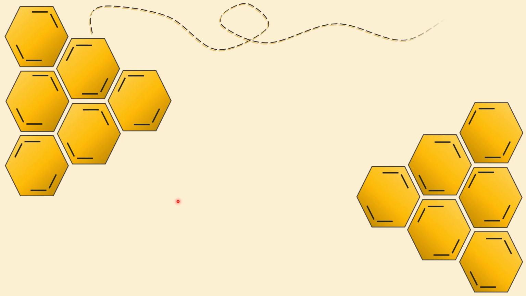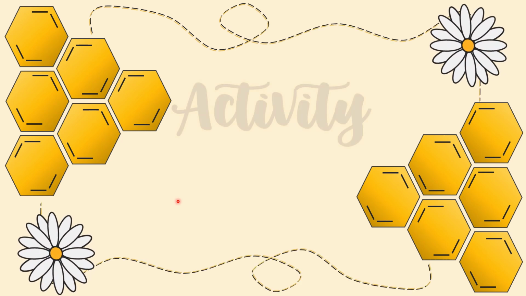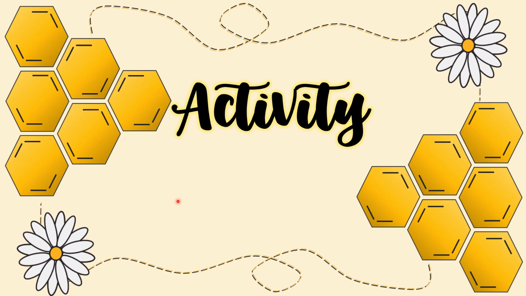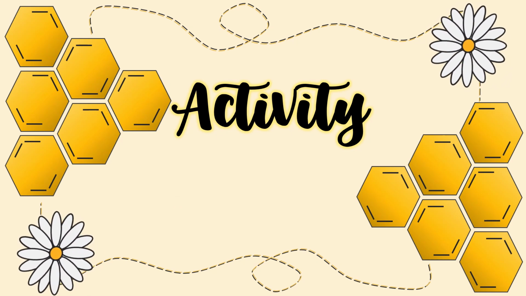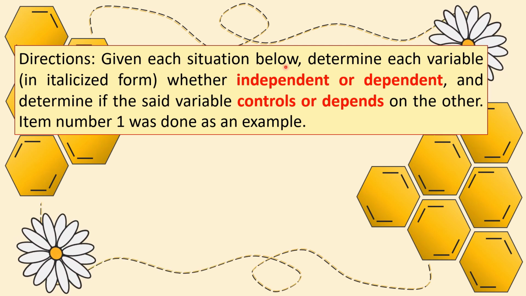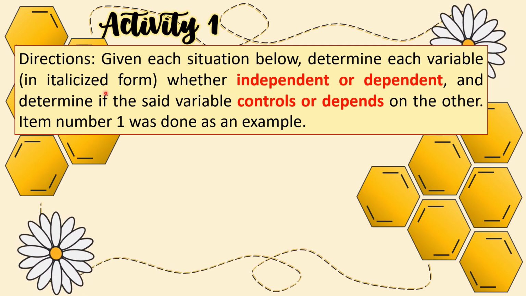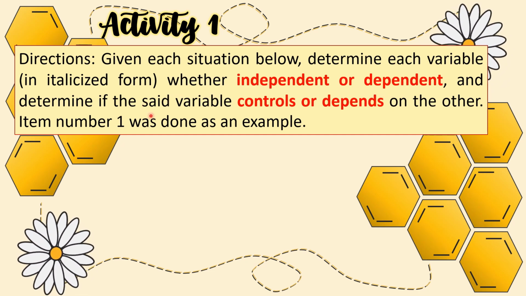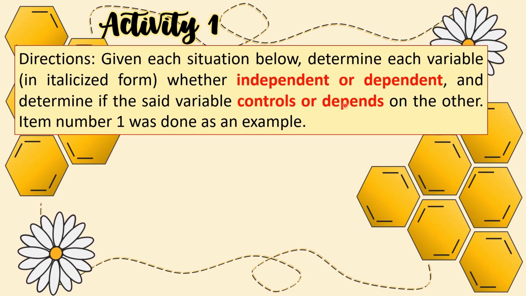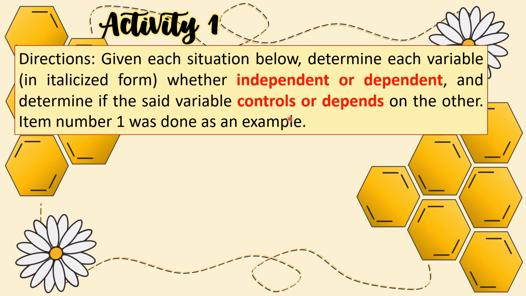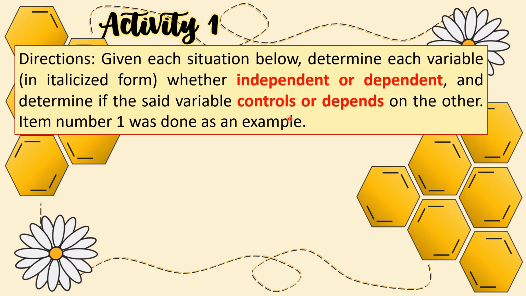Now let's have an activity. For this activity, we are going to call this "To Whom I Depend On." For the directions, we have here, given each situation below, determine each variable in italicized form, whether independent or dependent, and determine if the said variable controls or depends on the other. Item number 1 was done as an example, but we are going to do item number 1 to 5.